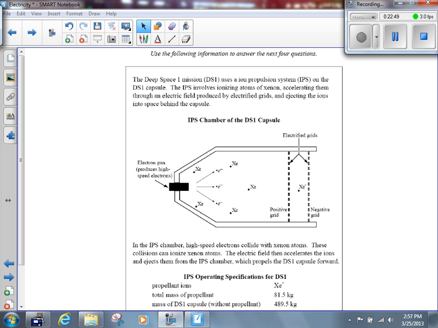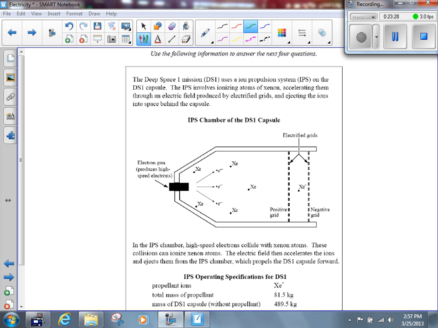Let's take a look at this, everyone. First, we'll read through it, and we'll just make little notes if we see something that kind of jumps out at us. If there happens to be anything that leads us to a silly mistake, then we'll circle that or underline it or highlight it or whatever. We'll try to get what we can out of this information as we're reading through it, though, okay? Deep Space 1 mission, DS-1 uses an ion propulsion system, the IPS, on the DS-1 capsule. The IPS involves ionizing atoms of xenon, accelerating them through an electric field, and stop right there.